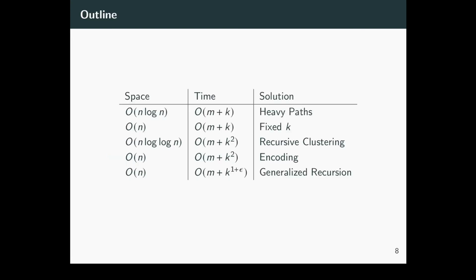So this is the outline of what we're going to go through. We're going to start with our first trade-off, which takes n log n space and gives us optimal query time. And then we're going to gradually improve this until we end up at our linear space trade-off that uses O of m plus k to the 1 plus epsilon query time.